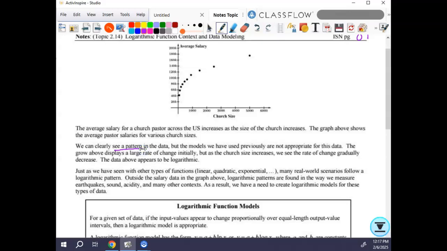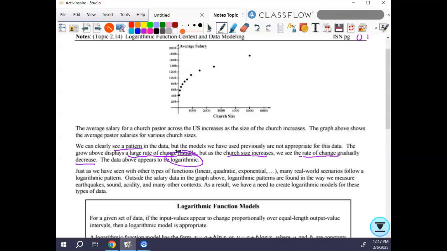But the models we've used previously, linear, quadratic, and exponential, don't fit this, right? This shows a large rate of change initially, but then as the church size increases, we see the rate of change gradually decrease, okay? So it appears to be logarithmic, and that's what we're talking about right now.